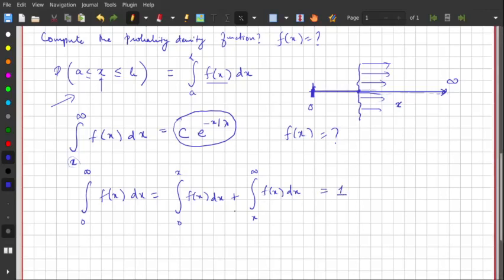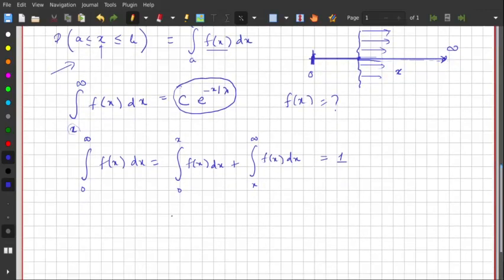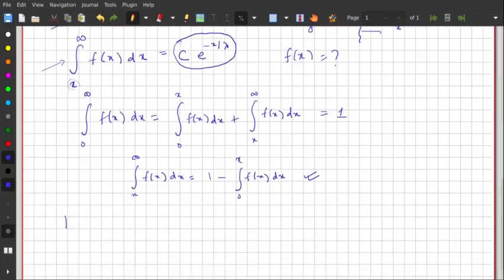From here, the integral from x to infinity of f of x dx can be written as 1 minus the integral from 0 to x of f of x dx. If you use this equation and substitute it here, what we get is 1 minus the integral from 0 to x of f of x dx equals c e to the power minus x over lambda, or this could be rewritten in a slightly different way.